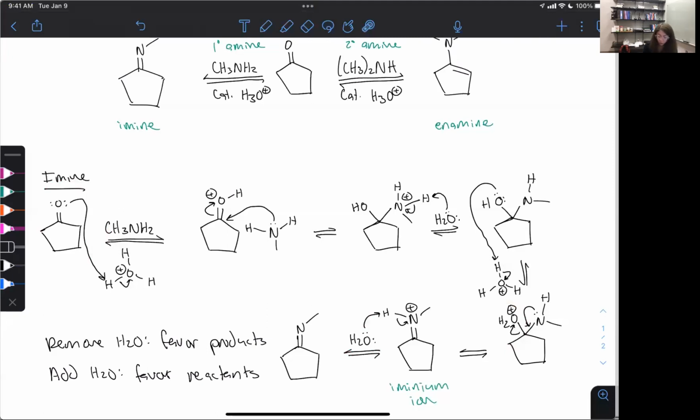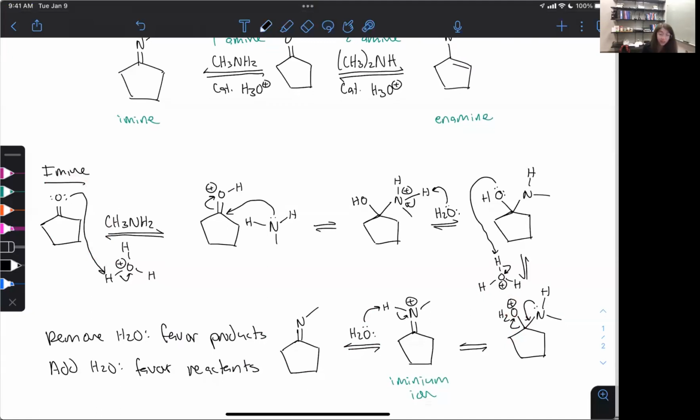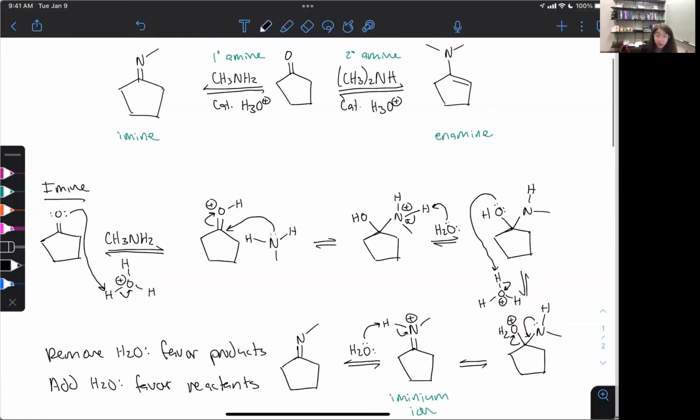Okay, because essentially what we're saying here is we can go through this entire process backwards. It's going to be pretty much the exact same mechanism. We're going to go through it all backwards. And if we put water in, then I'm going to start leaning my equilibrium towards that ketone structure. Okay. All right. So that's the imine. So remove water, favor products, add water, favor reactants. All right. So let's look at the enamine.